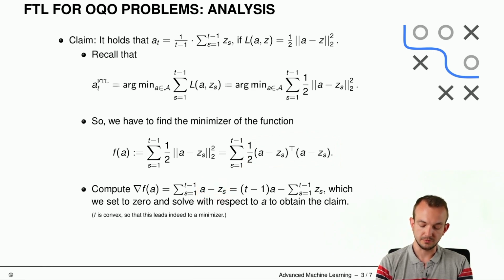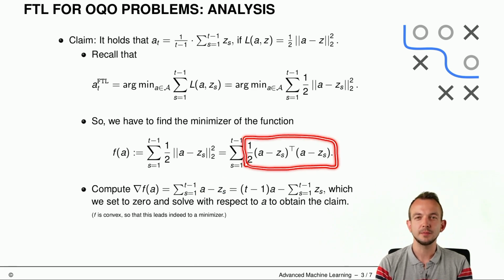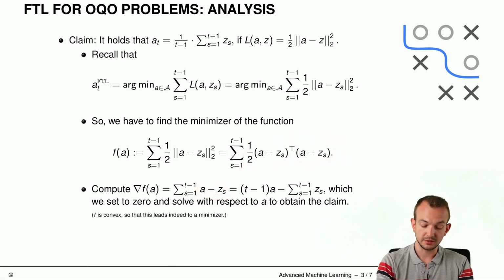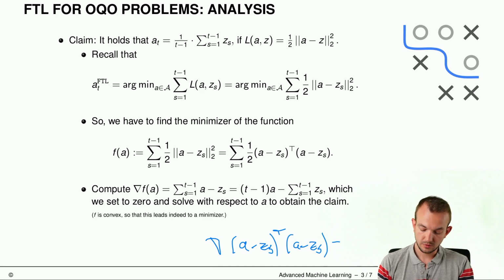So we can do the computation of the derivative for each summand separately. Because here we have this sum structure, we can do this separately for each summand. And if you do this for each summand, the gradient of each summand is a minus zs, simply because the gradient of a minus z transposed, this is 2 times a minus zs.